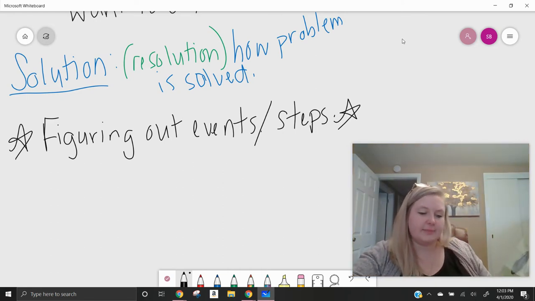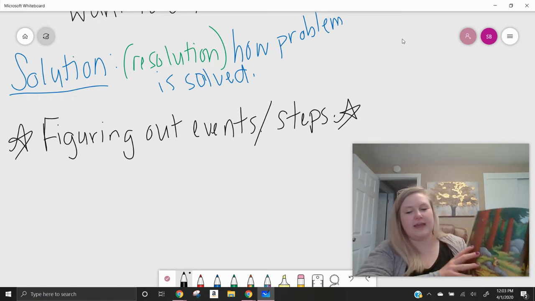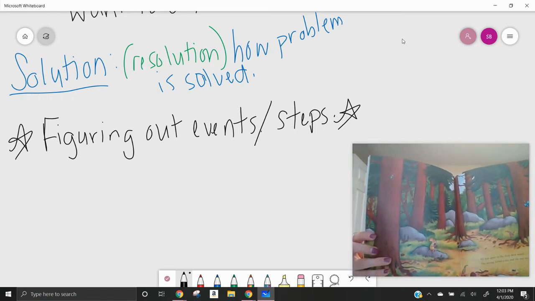All was quiet in the deep dark wood. The mouse found a nut, and the nut was good.